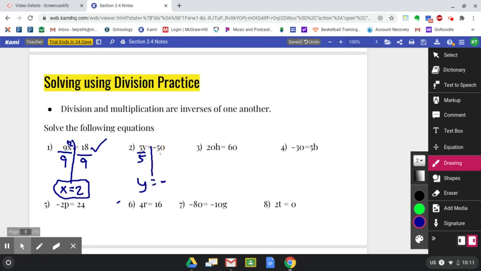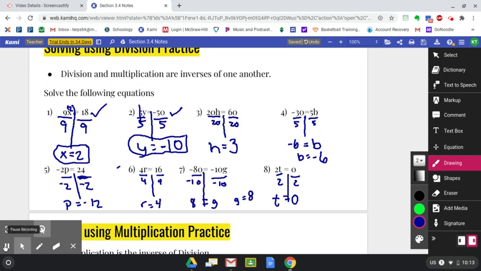Sorry, I didn't make my sides here. I divide both sides by 5. So that would give me 1y. And negative 50 divided by positive 5 is going to be negative 10, right? Because negative divided by positive is a negative. Again, if I plug that in, 5 times negative 10, does it equal negative 50? Yep. All right, so go through and see if you can solve 3 through 8.